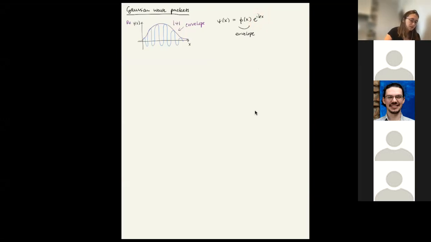And one example of the envelope function, which is also a very common choice due to its nice properties, is exactly the Gaussian. So the envelope is 1 over the fourth root of 2 pi sigma squared, exponential of minus (x minus x0) squared over 4 sigma squared, and then psi of x, the total wave function, is this envelope function, 1 over the fourth root of 2 pi sigma squared, exponential of minus (x minus x0) squared over 4 sigma squared, e to the power ikx.